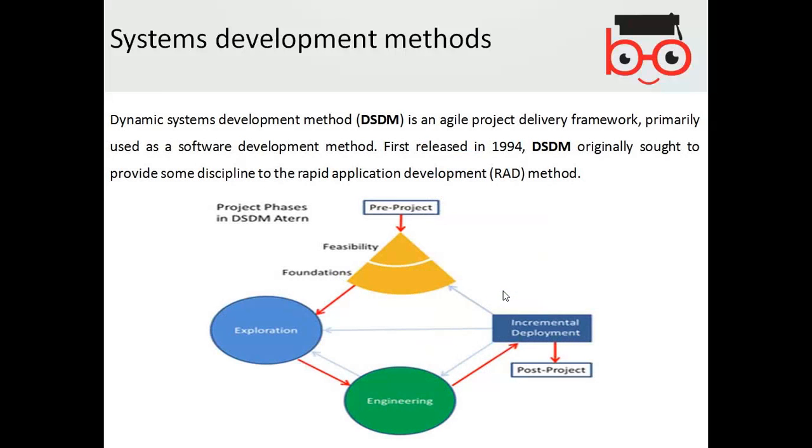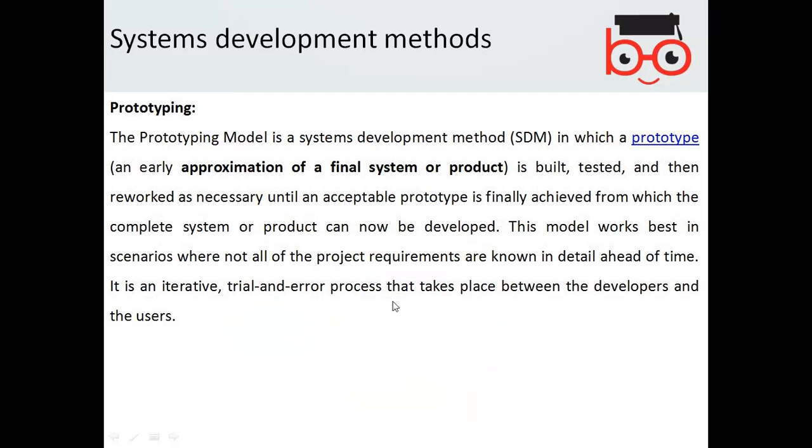Then another is DSDM, the Dynamic System Development Method. It is also an agile project delivery framework, primarily used as a software development method, that was introduced in 1994. So obviously that also has a history. They start from feasibility, then foundation, exploration, engineering, and incremental development. They carry on like in a square. So this is also one of them.